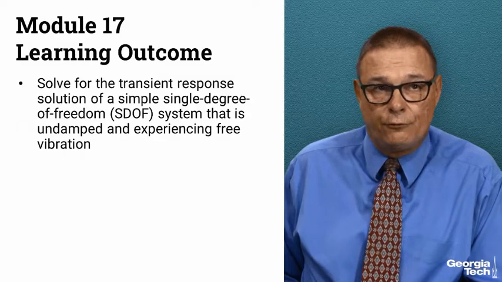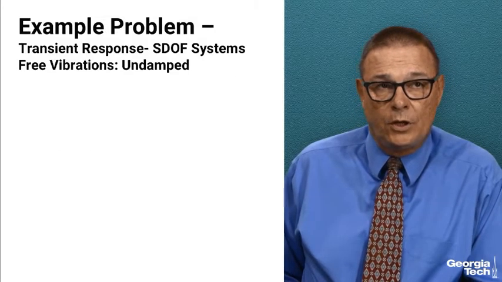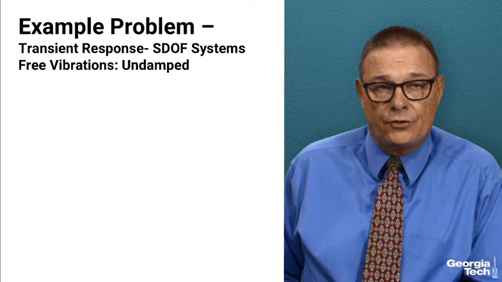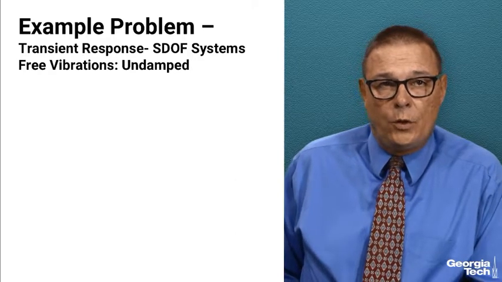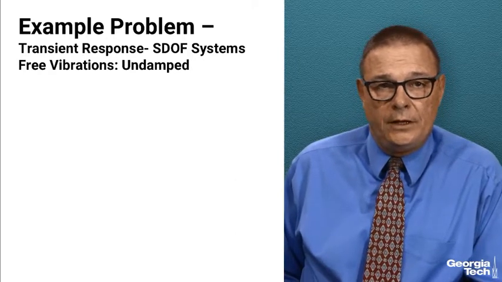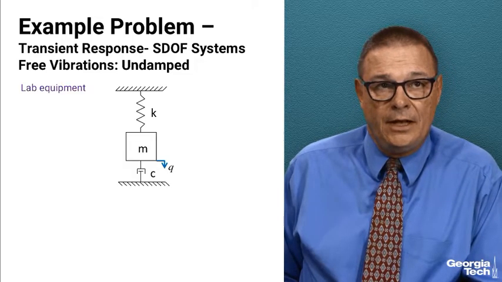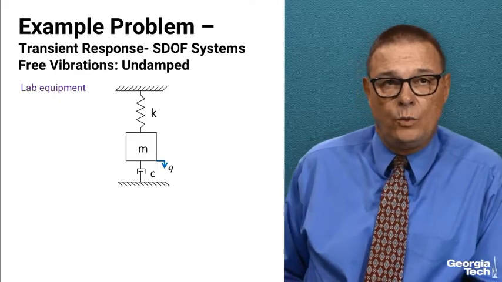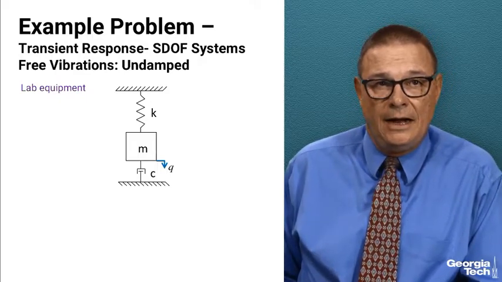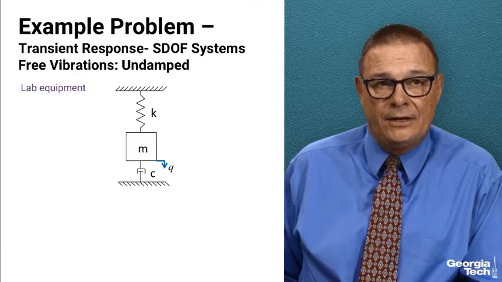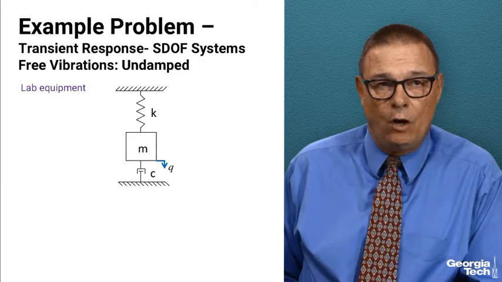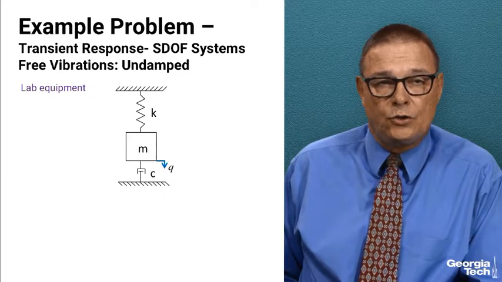and experiencing free vibration. And so the system we're going to look at is this laboratory equipment that I've shown you before, with the spring at the top, a mass in the center, and a damper at the bottom. And so this is my model with springs and dampers. I'm going to assume that all of the mass is in the center. I'm going to consider the spring and the damper negligible to the overall mass. And I've chosen my generalized coordinate as Q.